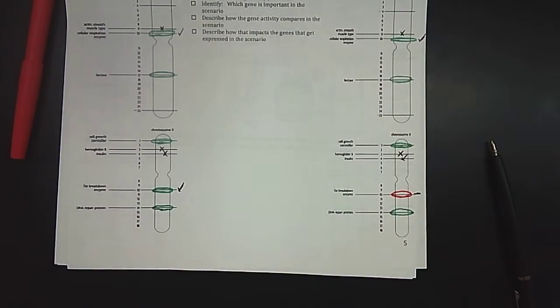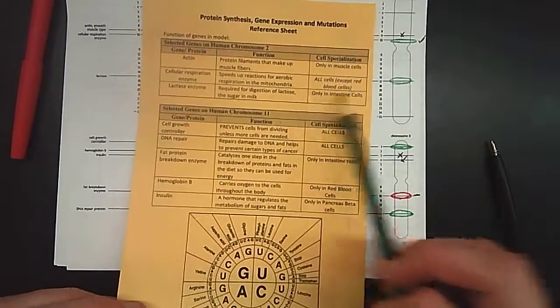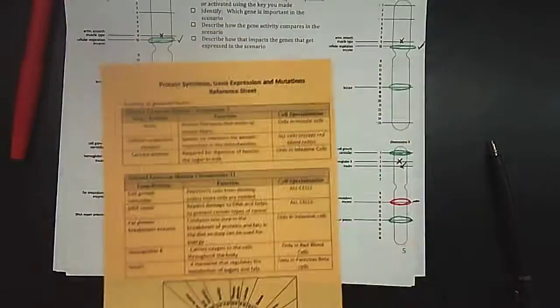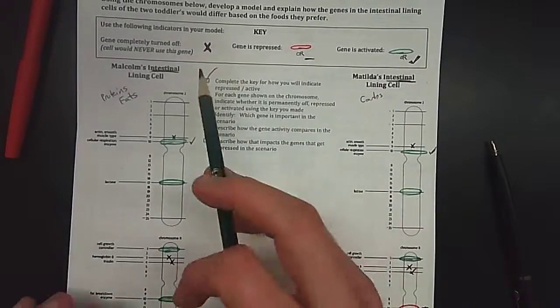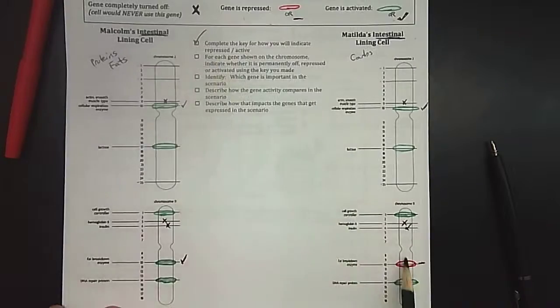You're going to be looking at this sheet to see if the genes are on or would be expressed in the cells that you're looking at. And then you're going to look at the specific scenario to say, all right, is it actually going to be on or off? So even though it can be expressed in this intestine cell, because this person's not eating any fats, we could say that it's off, okay?